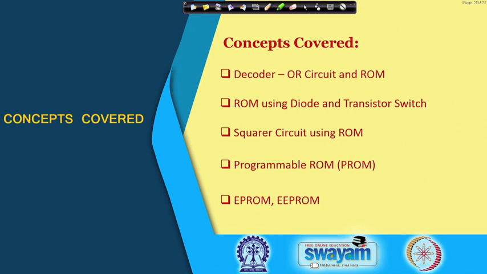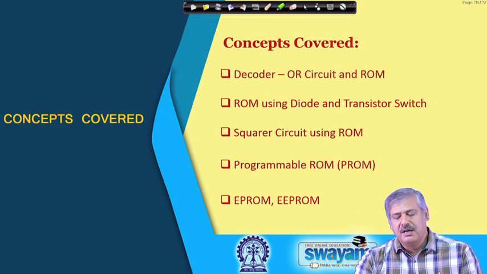These are the concepts that we will cover. We shall see the similarity between the decoder-OR circuit, the paradigm that we had used before, and read only memory. Then we shall see read only memory developed using diode or transistor switch. And then, as I said, it has similarity with the decoder-OR circuit.